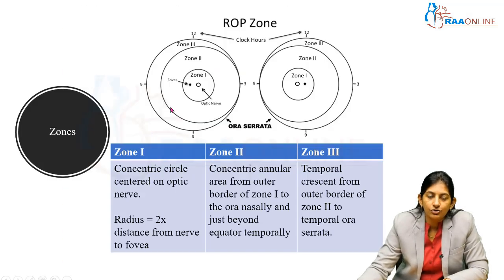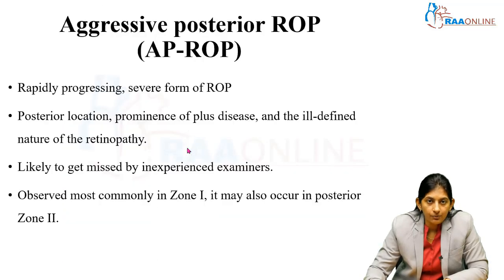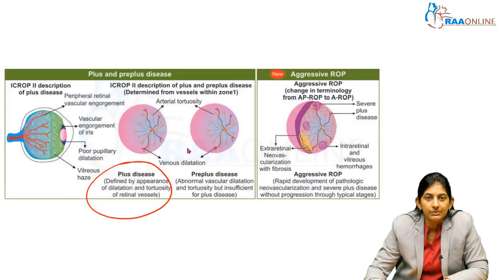So, you should know what the zones of ROP are. What are the stages of ROP? What is plus disease? What is pre-plus disease? And what is aggressive ROP? Right, so this is something which is very basic. Pediatricians have to know this.